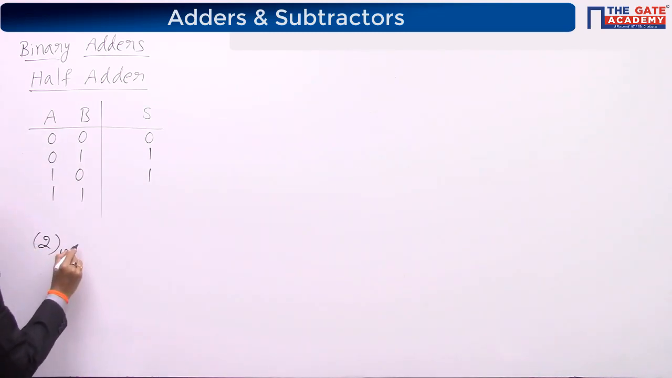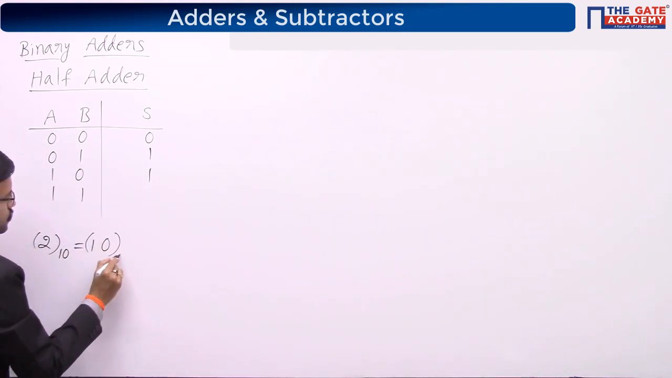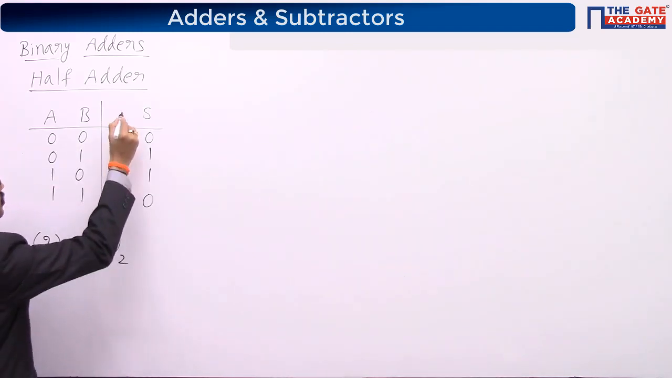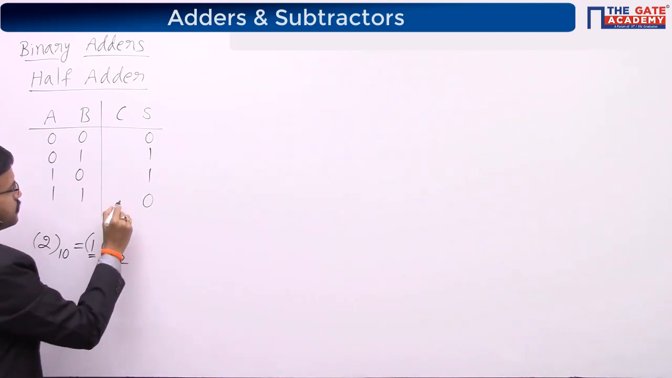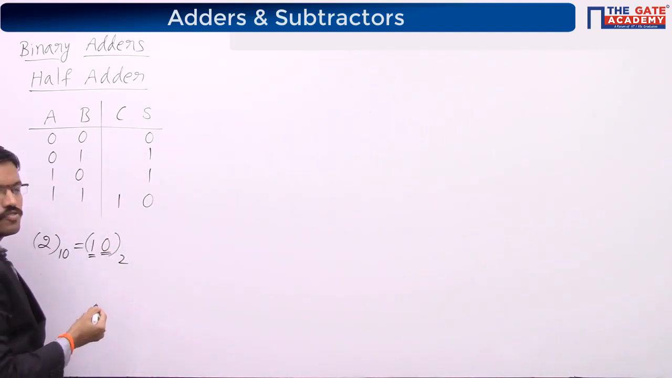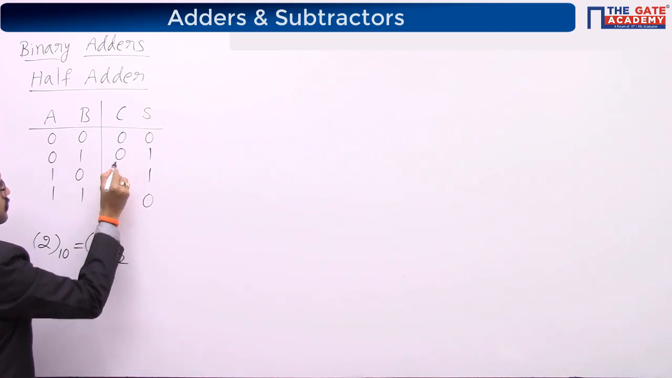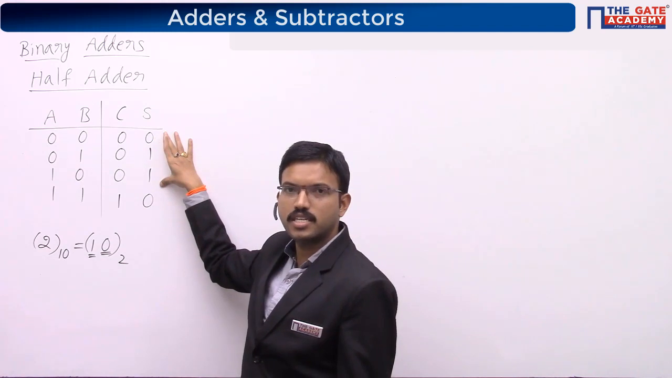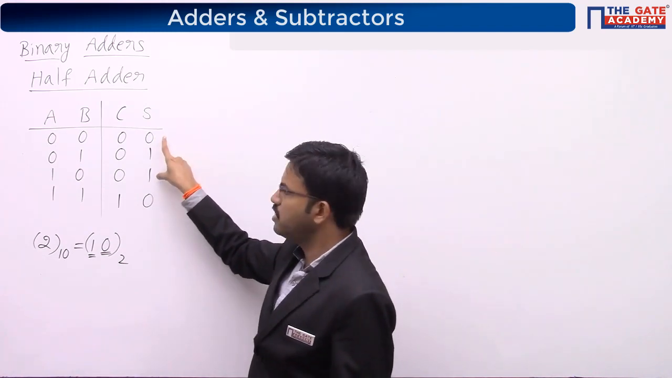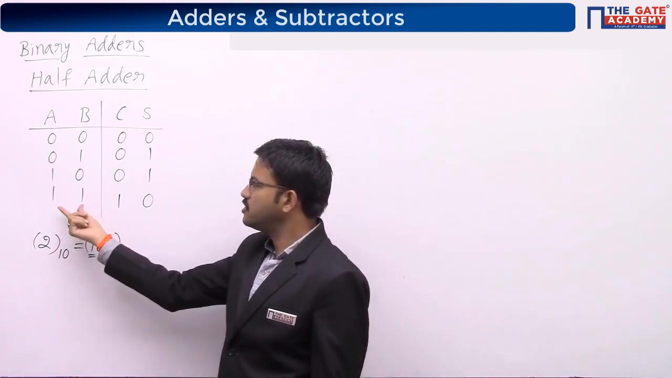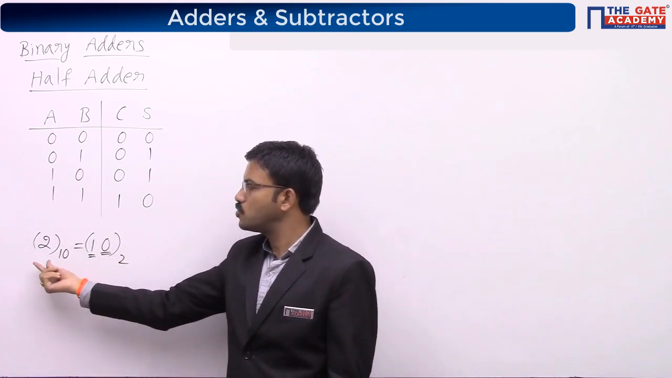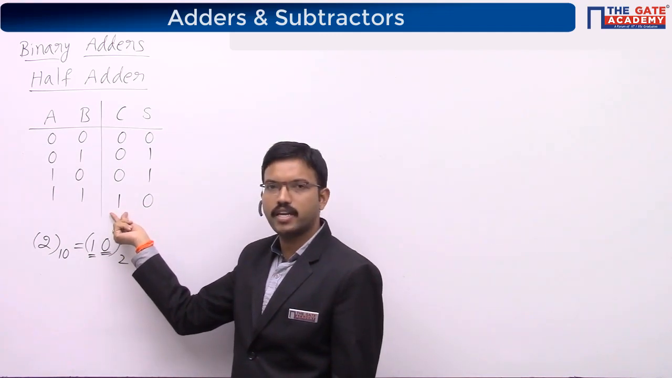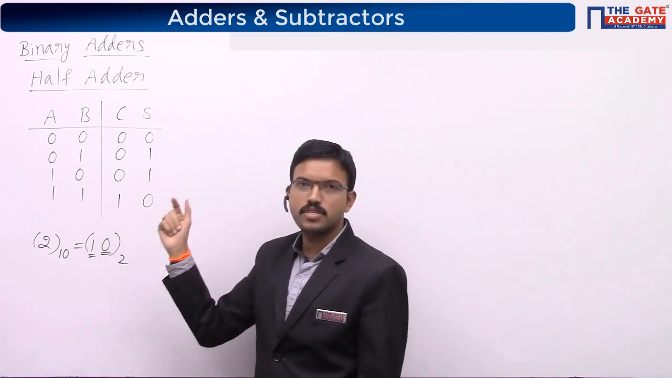2 in decimal we can represent in binary as 1 0. That means here 0 is the sum, 1 is the carry. So here I will consider one more bit, that is carry. In the previous three combinations we don't have any carry, so I am placing simply 0. In the first three cases the resultant sum is less than or equal to 1, so one bit is sufficient, whereas for the last combination I am getting a sum of 2, which we cannot represent with a single bit, so we require one more digit, that is carry. Here carry is 1, sum is 0.